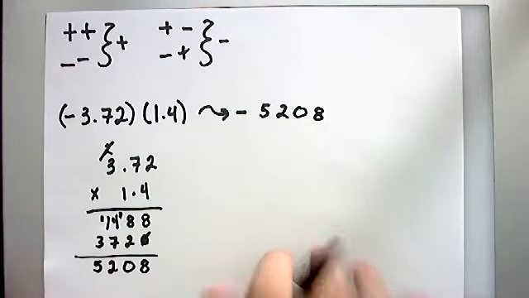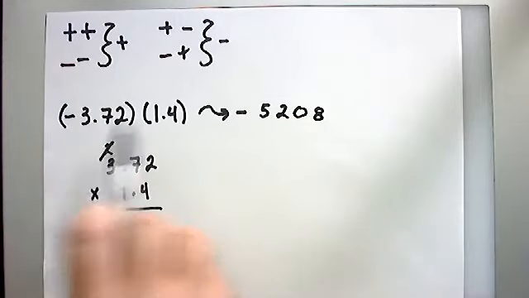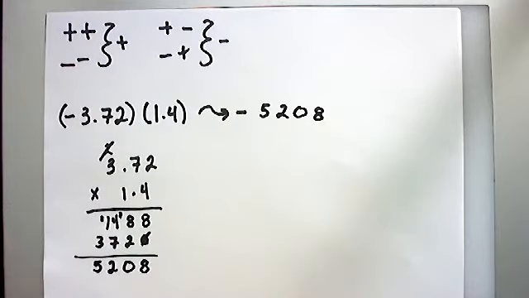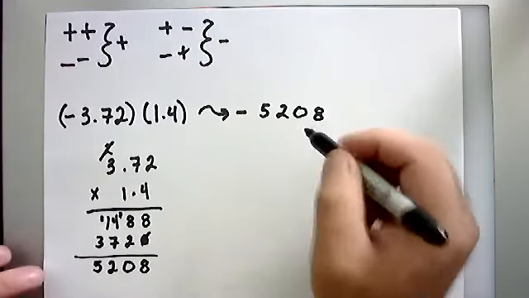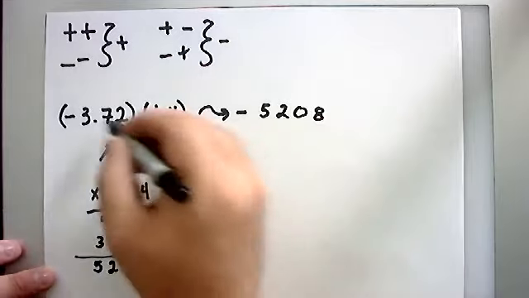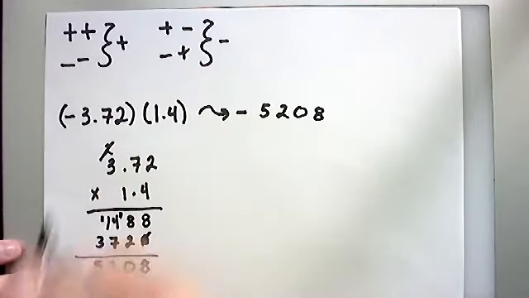It's not the answer, obviously. You're taking 3 and change times 1 and change. The answer is not 5,208, right? But those are the correct digits. So when you multiply decimals, the first thing you do is just multiply like normal. Get your number. Then go to the end of the number and move left the same number of places of decimals you had in the problem in total.